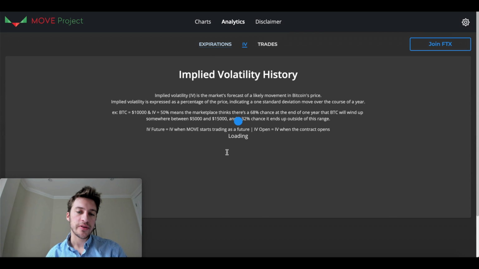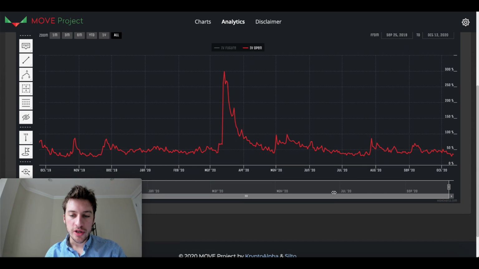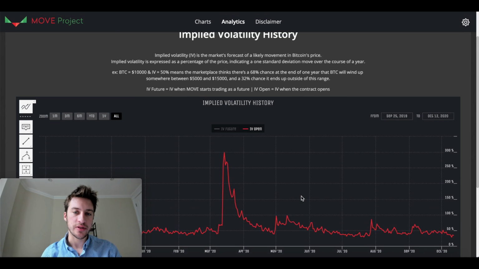Another thing is implied volatility. So we can actually see the implied volatility of each daily contract at its open. Look just how low volatility is trading now, really low. So that's probably better to buy volatility than to short it, right?